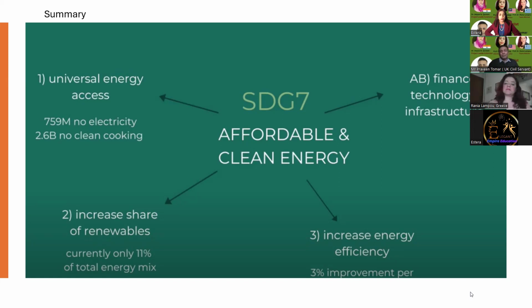And 2.6 billion people have no clean cooking means of energy. The next sub target of SDG 7 is to increase the share of renewables, which is currently only 11% of the total energy mix. When we started, it was close to 2%, so we have made a lot of progress. But the target is to take it close to 80% by 2030, which seems quite far right now.